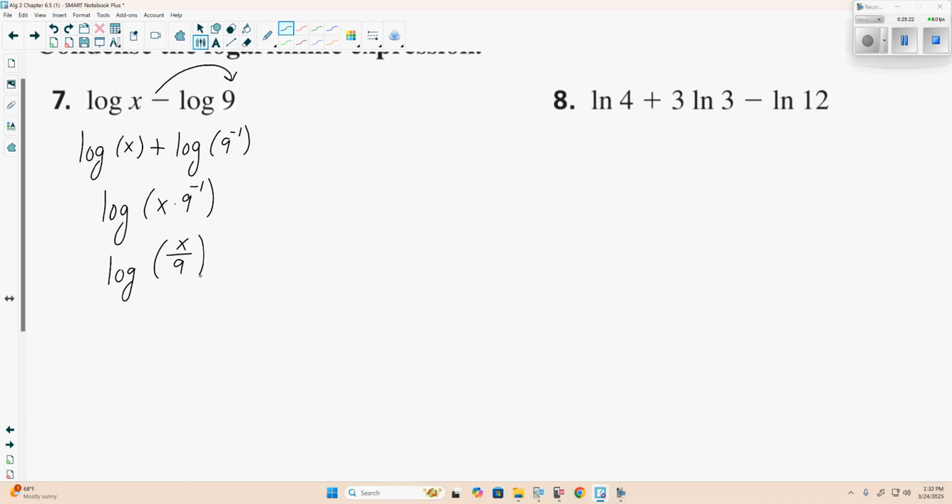Questions on this here? So again, if we have 2 terms, this is not necessarily the fastest way to get there.